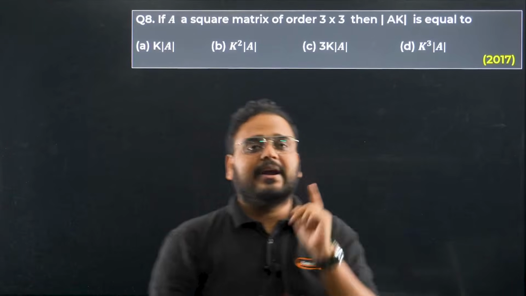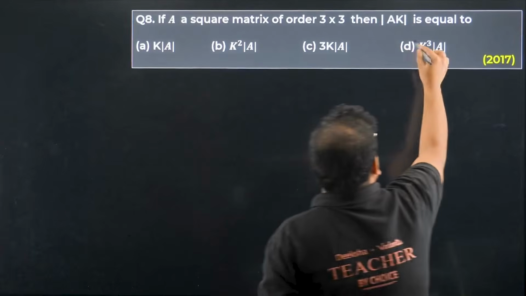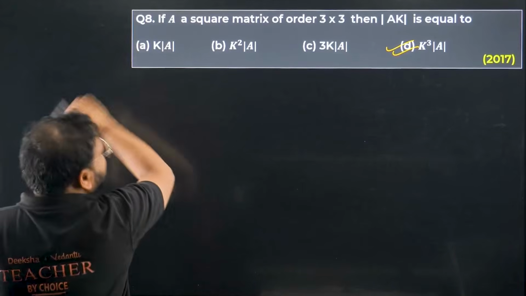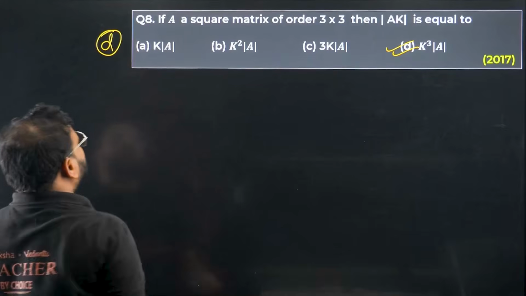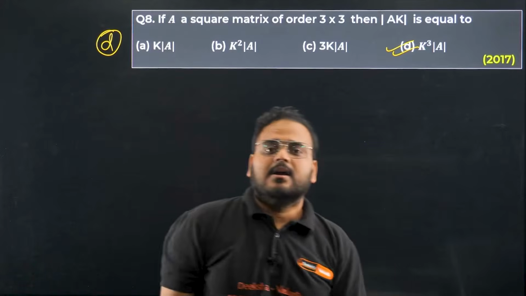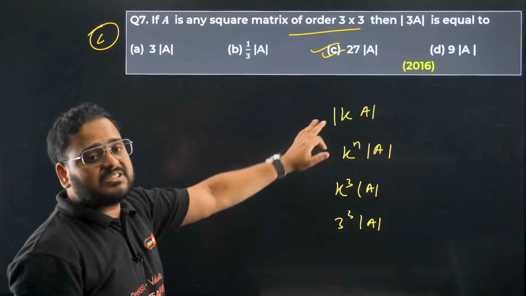All right, question number 8 now. So I hope you have solved it. The same property was there. It's a property based question. Question number 8, answer is D. Same property we used in question number 7 also: k cube determinant A. It was asked in the 2017 paper, and this one is from the 2016 paper.